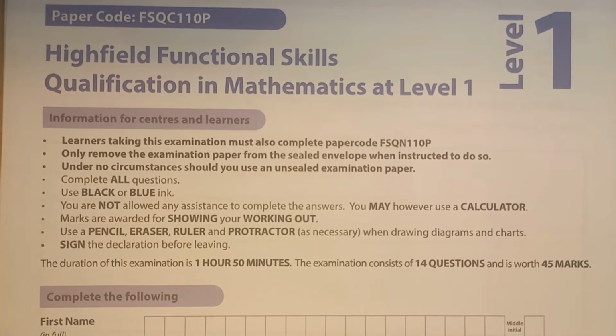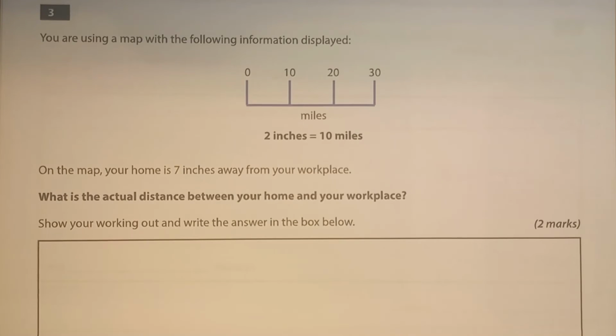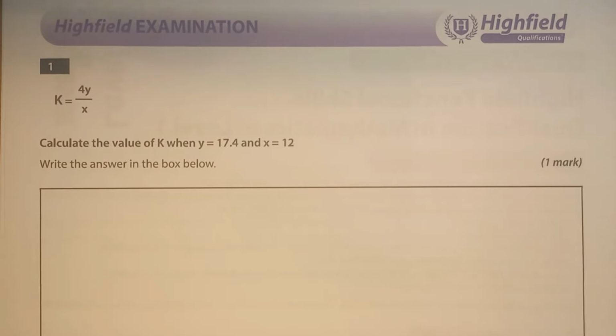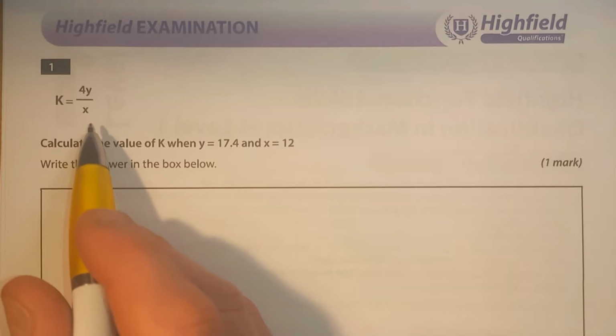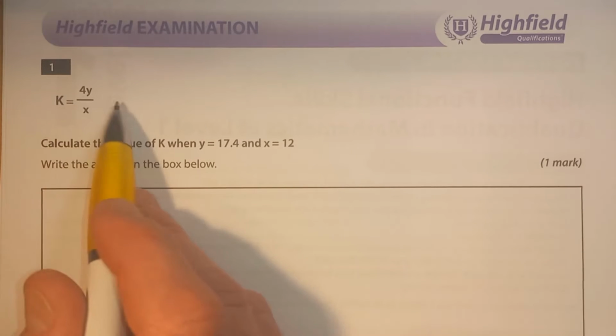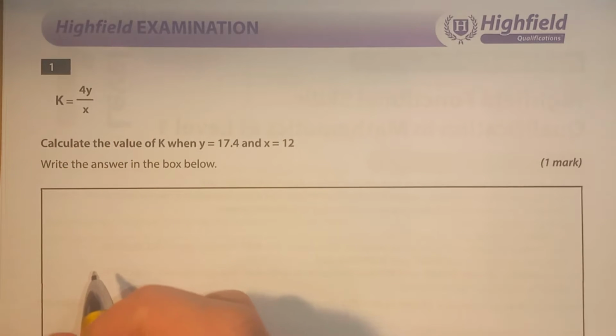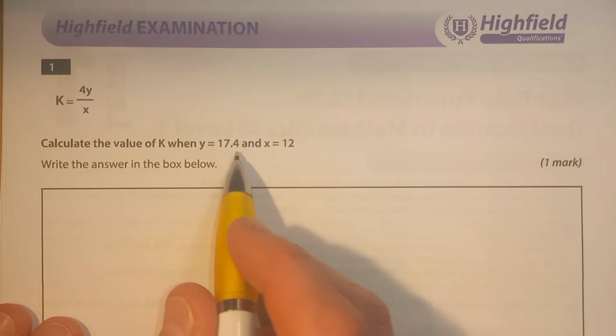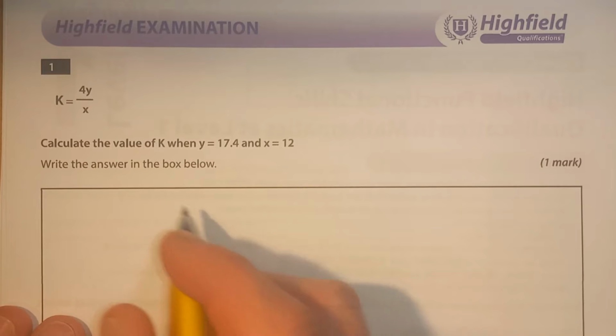So now let's have a look at the calculator section. Question 1. K equals 4y all divided by x. Calculate the value of k when y equals 17.4 and x equals 12.